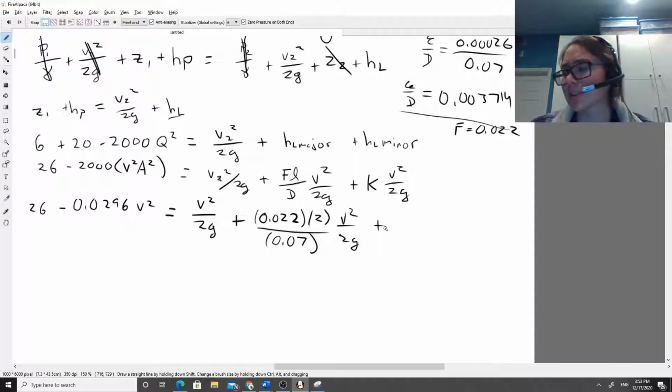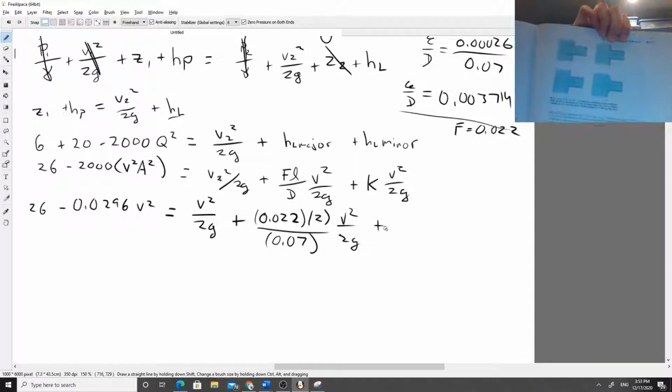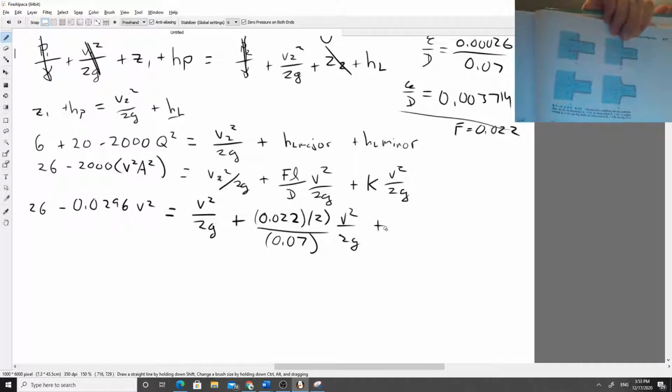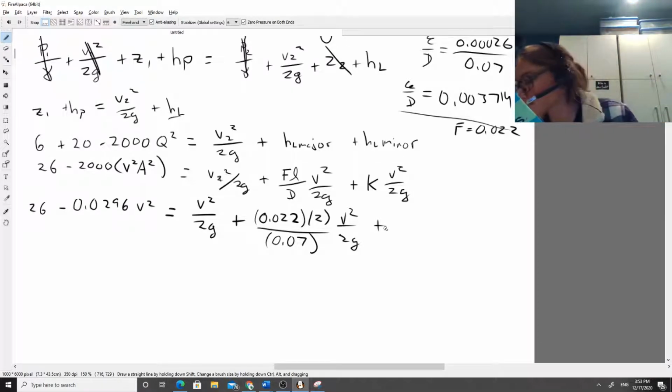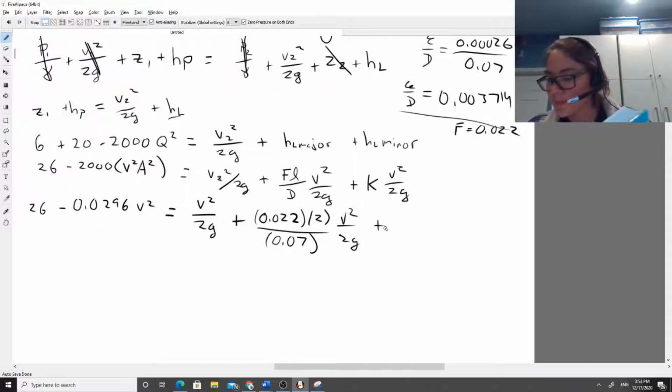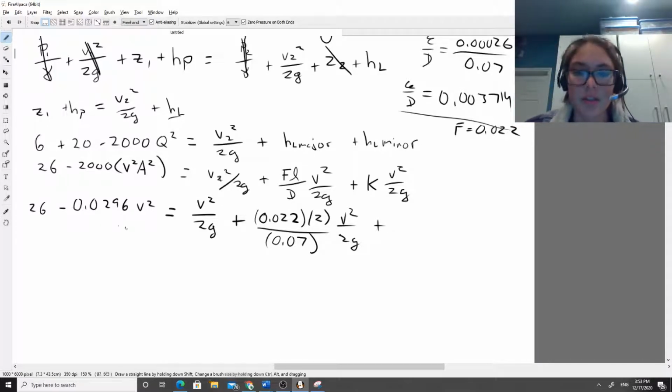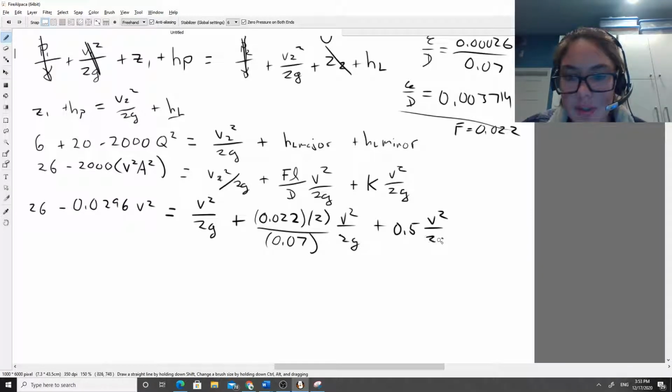As for our minor losses, there's really no good mathematical way to calculate what K is going to be. It's usually found experimentally, so you also have to look this up in your textbook. You can find the diagram of something that looks like a sharp-edged entrance or inlet for the picture, and then it goes ahead and tells you what the loss coefficient is if you have that sharp-edged condition, which for us is 0.5. So that's going to be 0.5 V squared divided by 2G.